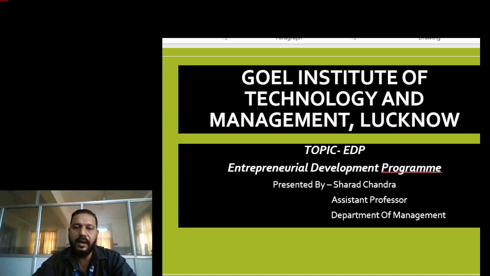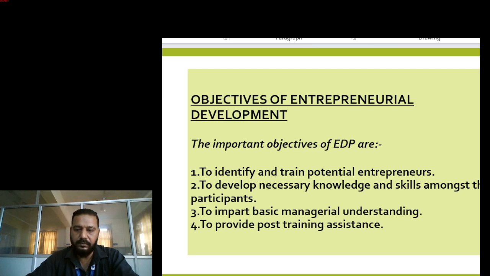Together, the entrepreneurial development program means how to develop a new thing and how to process a new thing. This EDP is a program which is run by the government and also by many private institutions. EDP is done by the government in order to build the economy of any country. If we move to the second slide, let's see.